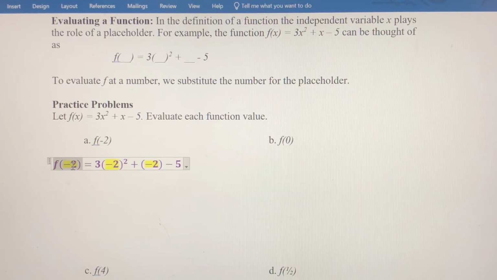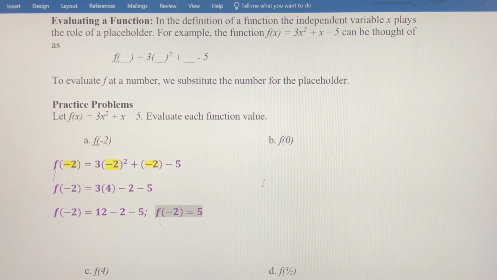Now again, notice this doesn't mean f times -2. This means the function at the value of -2, or the function when we plug in -2 to our trinomial here. So now on the right side, I'm just going to use order of operations to simplify that. This f of -2 is never going to change. So f of -2, we're going to square -2. That gives us 3 times 4, minus 2 minus 5. That gives me 12 minus 2 minus 5, which gives me f of -2 equal to 5.